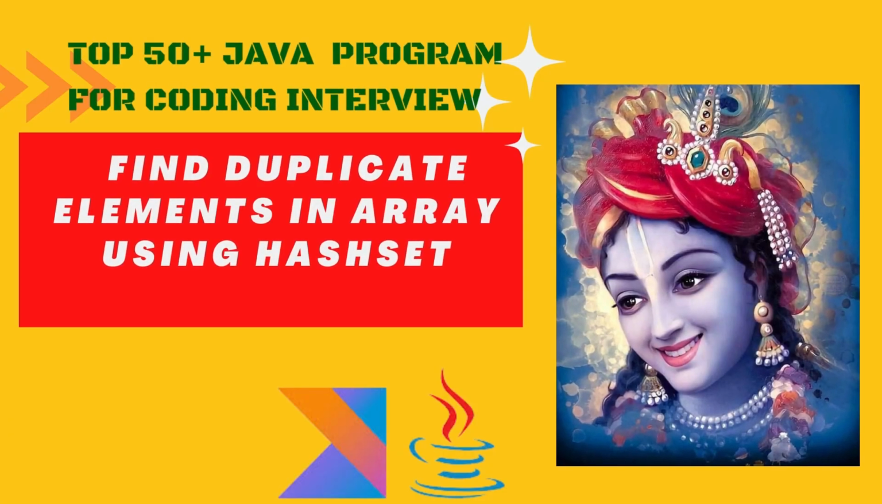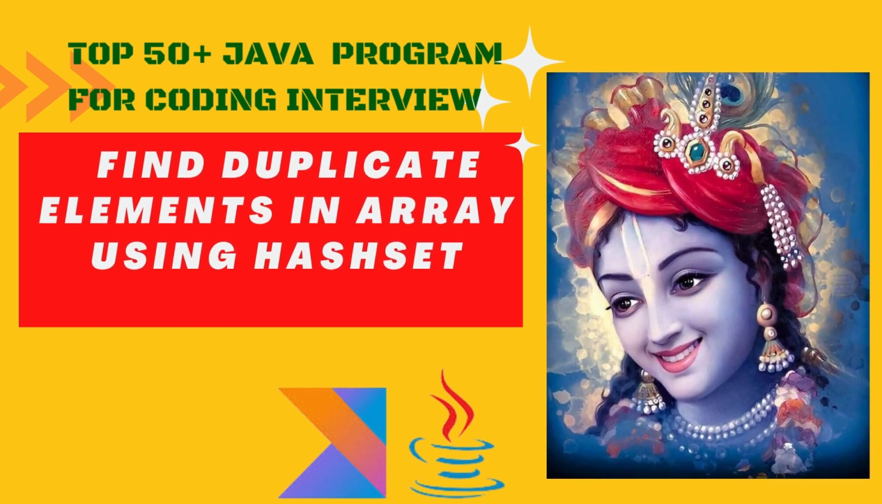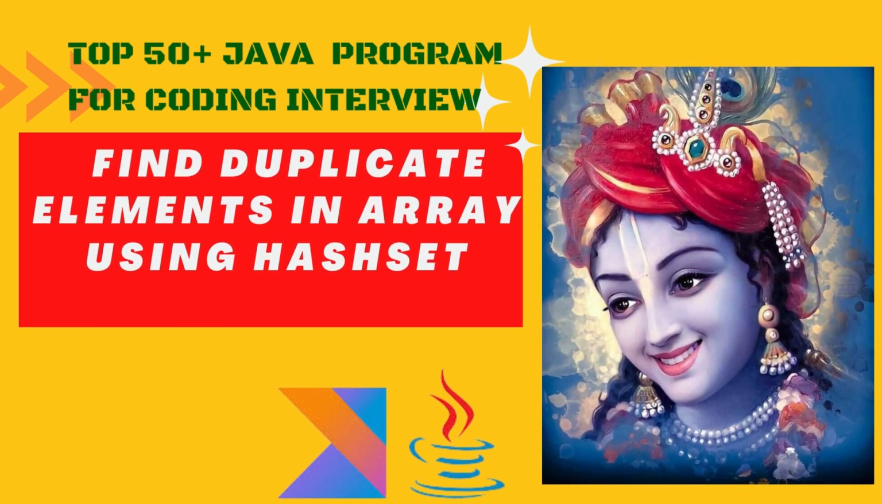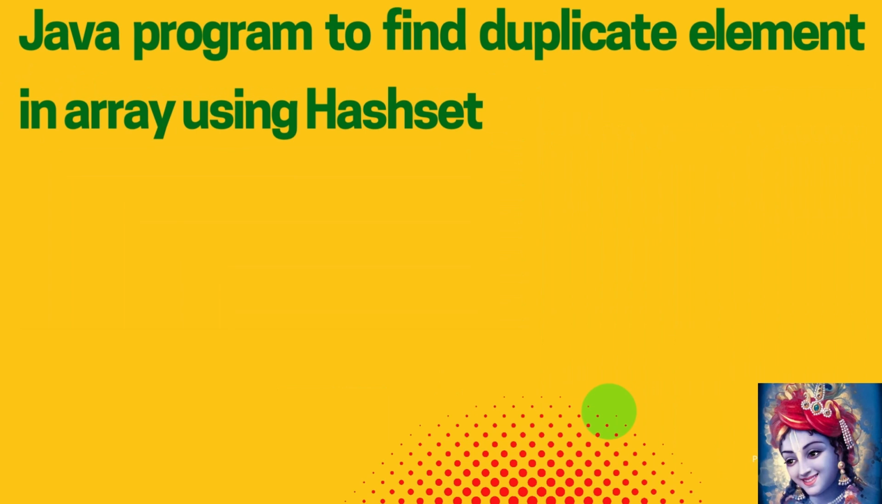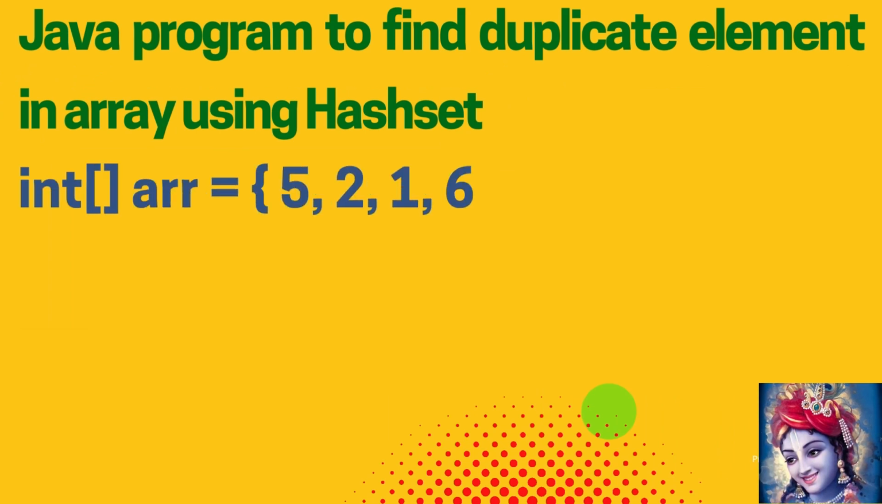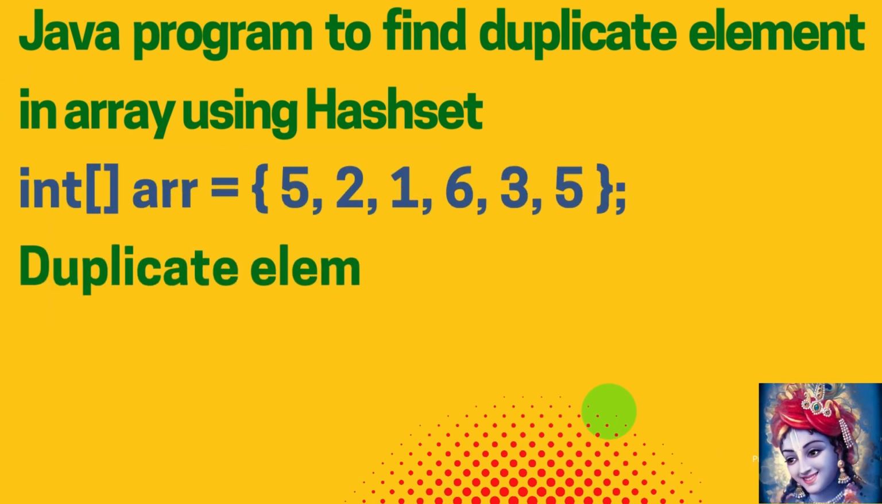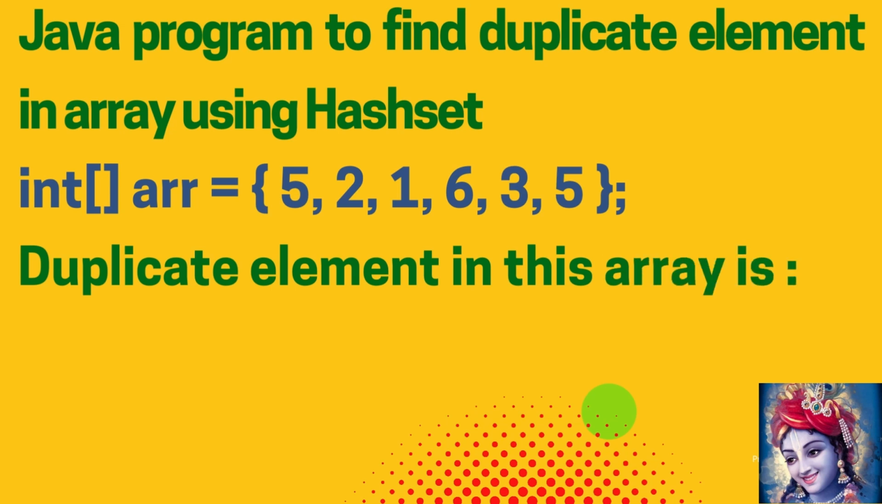In this video, we are going to implement a Java program to find the duplicate elements in an array using HashSet. Let us take an example of array having the elements 5, 2, 1, 6, 3, 5. 5 is duplicated in the array. Let us practically implement this program using HashSet.